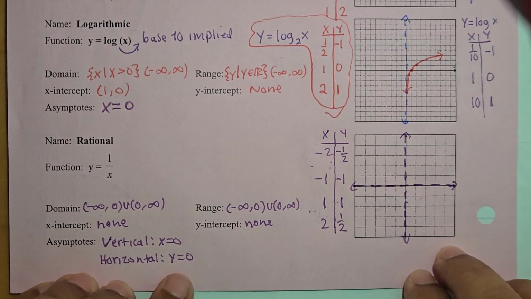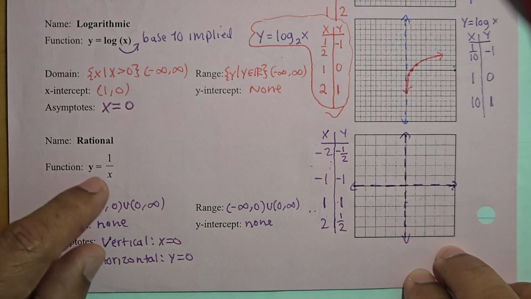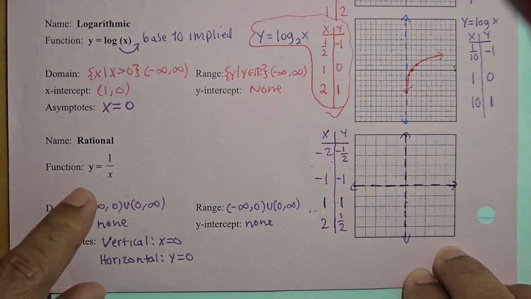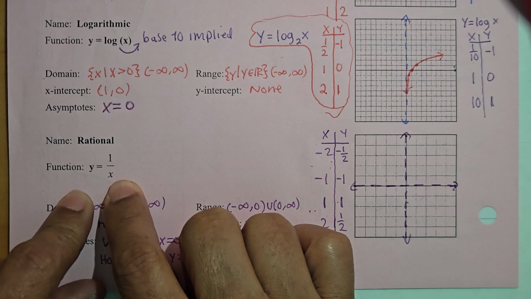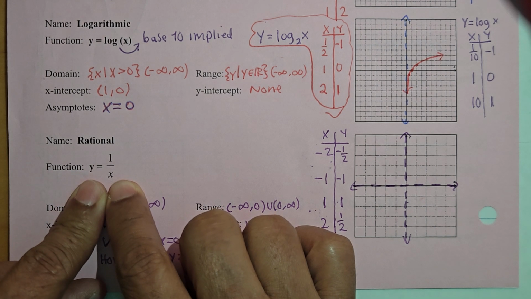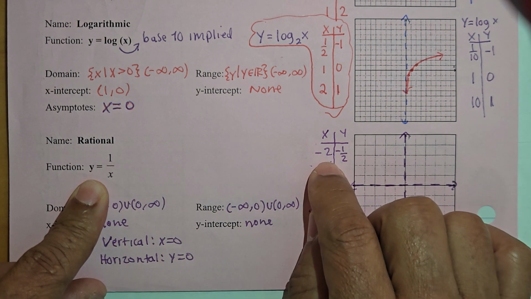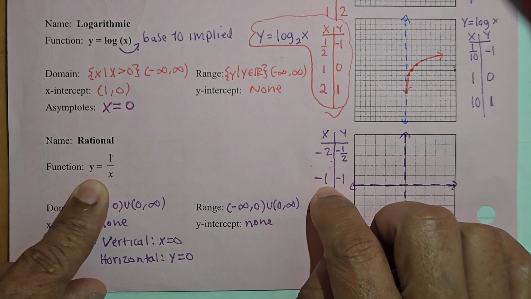Hi everyone, this is the last function we are going to study for Algebra 2. Okay, so this is called a rational function, and notice that we have an x in the denominator. So I'm going to give you a table of values. For example, I'm going to use -2 for x, and then I'm going to jump to -1.